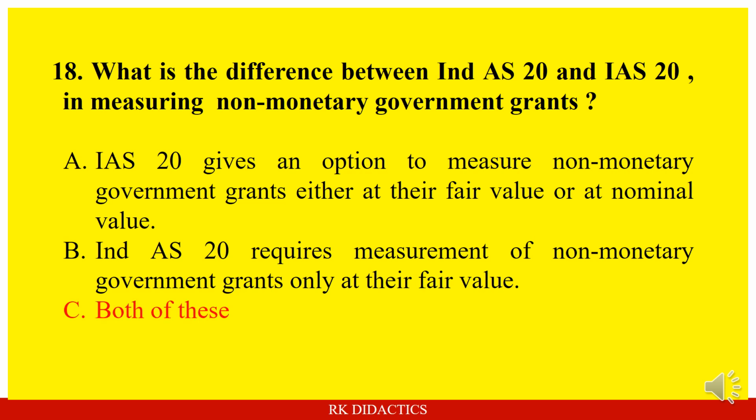both of these. So नॉन मॉनिटरी गवर्नमेंट ग्रांट्स को मेजर करने के लिए IAS-20 दो ऑप्शन देता है, उनका फेयर वैल्यू में या उनका नॉमिनल वैल्यू में मेजर किया जा सकता है, लेकिन Ind AS-20 प्रोवाइड करता है प्रोविजंस ओनली फॉर मेजरिंग एट देयर फेयर वैल्यू. सो IAS-20 प्रोवाइड्स दो ऑप्शन, फेयर वैल्यू एंड नॉमिनल वैल्यू, बट Ind AS प्रोवाइड्स करता है ओनली वन ऑप्शन, दैट इज फेयर वैल्यू. So answer is both of these.